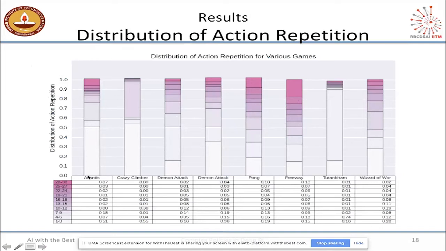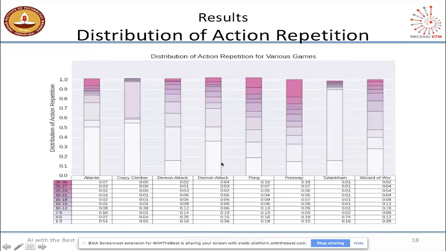And then there are games like Atlantis where the bulk of the actions were actually using a repetition factor less than 4. So this is between 1 and 3. Nearly 50% of the actions were between 1 and 3, and in Crazy Climber, more than 50% were between 1 and 3. That essentially indicates that 4 is not necessarily a great choice, even if you are not going to repeat actions a lot. Right? There are a few games like Tutankhamun where 4 to 6 was nearly 75% of the game. But in many of the games, you had varying action repetition factors.